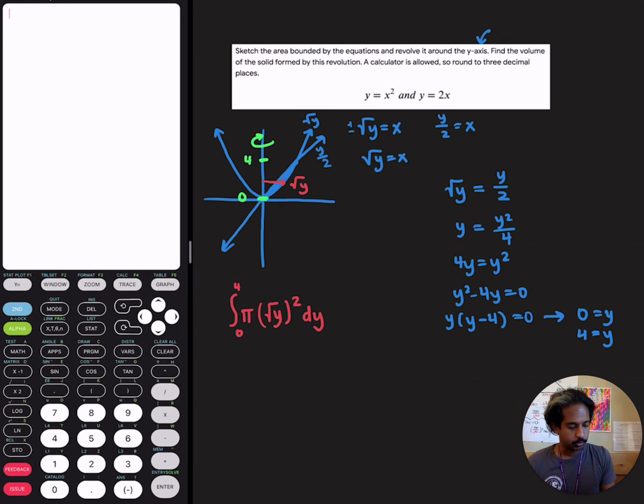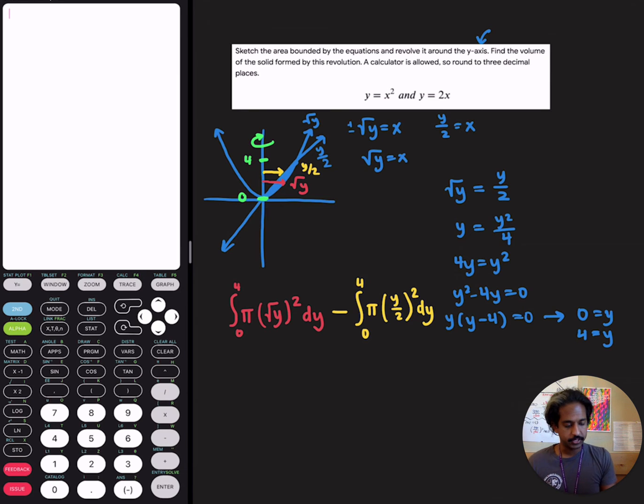But what about the inner portion? I'll do this one in yellow. The inner portion, we can see if we start from the y-axis and go right here, that line is our y over 2. And so we take our outside shell and we want to erase what's on the inside. So we're going to subtract the integral again from 0 to 4. Since we're finding circles, we do pi times r squared. The radius this time is y over 2, squared, dy.